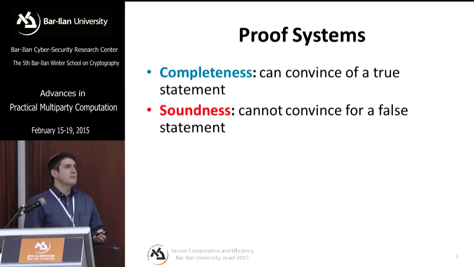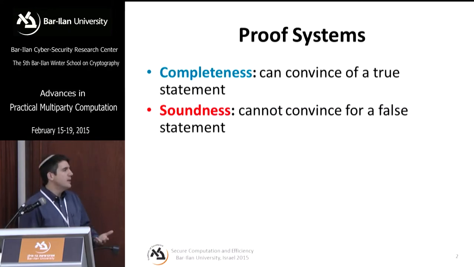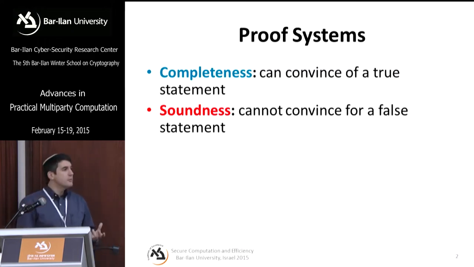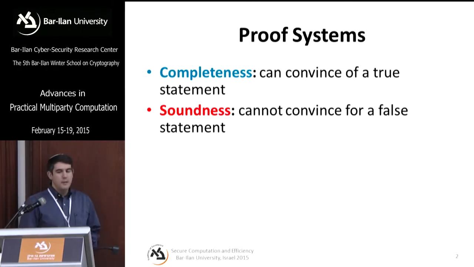Before we can talk about zero knowledge proofs, we have to talk about what a proof is. In general, we're used to reading proofs in books, mathematical proofs. We read a theorem, afterwards read the proof, and we don't necessarily think about what we're actually doing in that process. A typical proof has two parts. One is called completeness, and the other is called soundness. So a proof system is something that is able to convince you of a true statement, that's completeness, but will not convince you of any false statement.